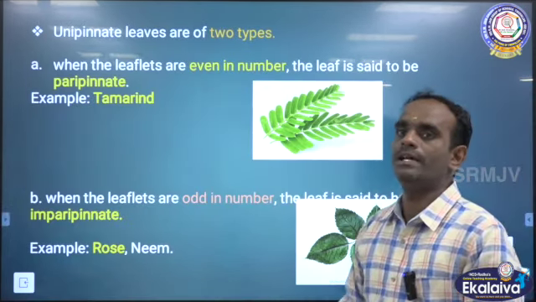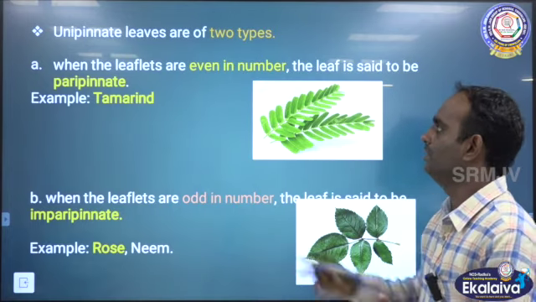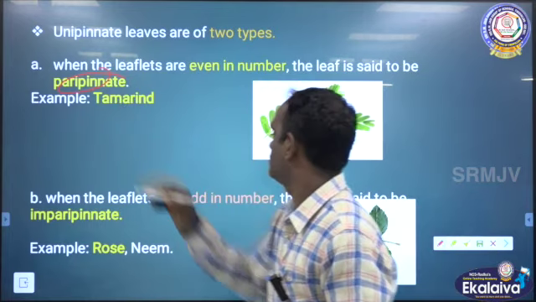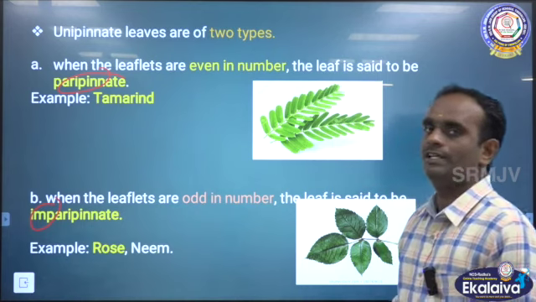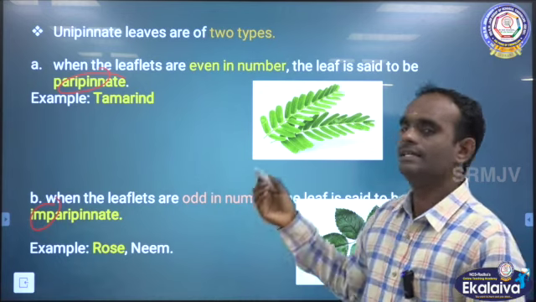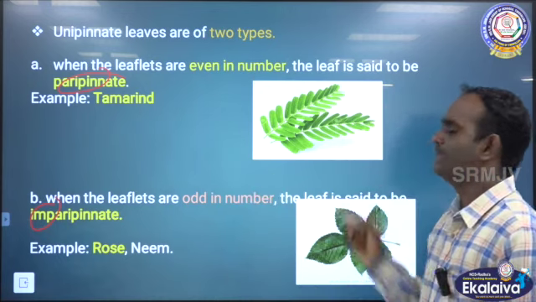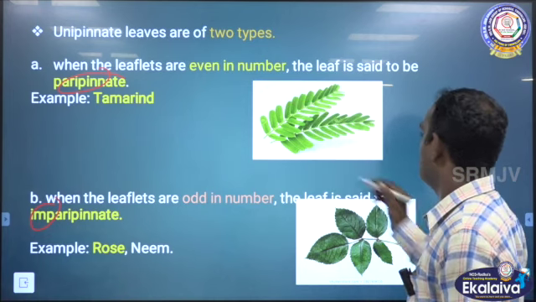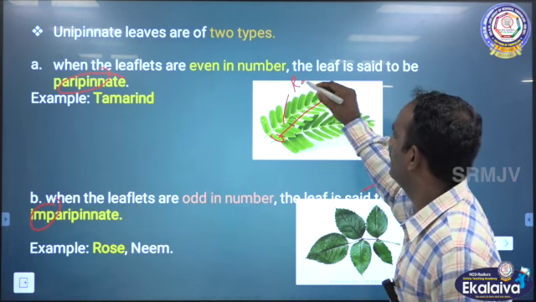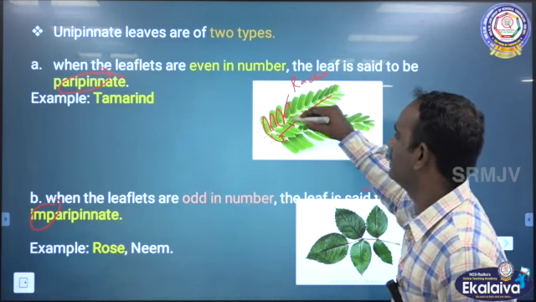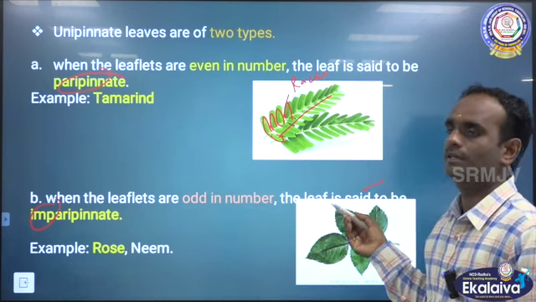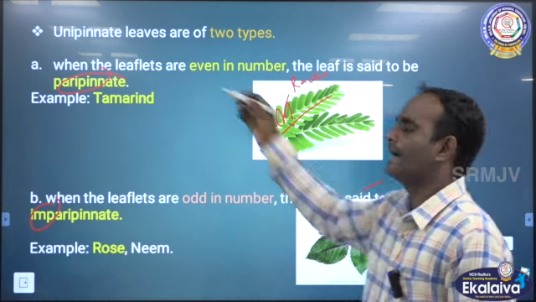Next, these unipinnate leaves are of two types. One is paripinnate and another one is imparipinnate. If the leaflets are even in number, then it is said to be paripinnate. It is seen in the tamarind. See the picture of tamarind. The leaflets are even in number. This is the rachis. The leaflets are arranged in an alternate or opposite manner. So all these leaflets are even in number. This type of arrangement is said to be a paripinnate leaf.